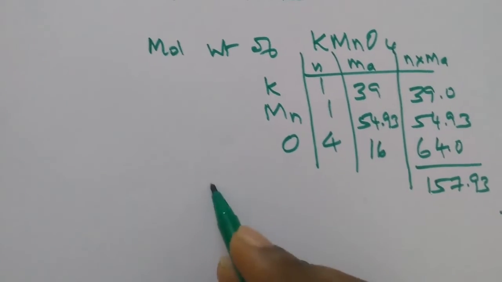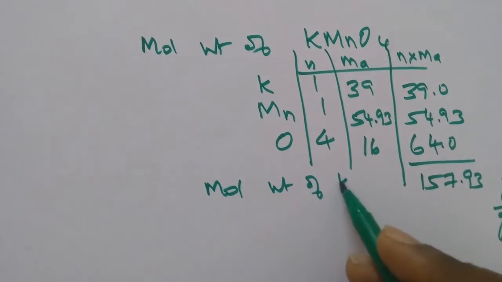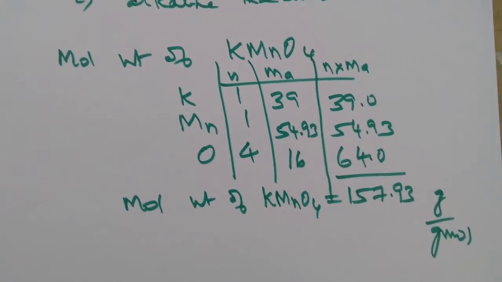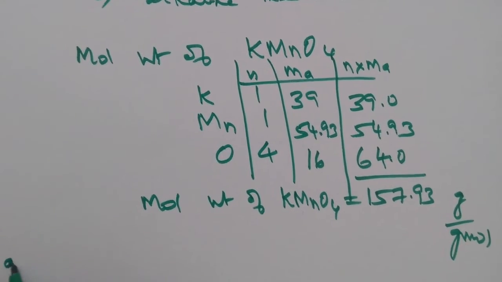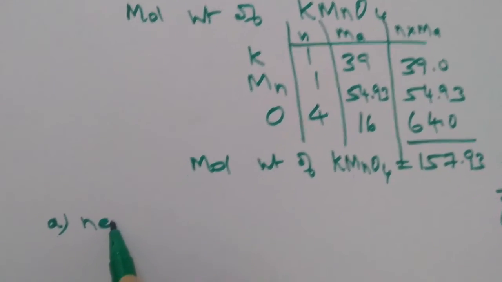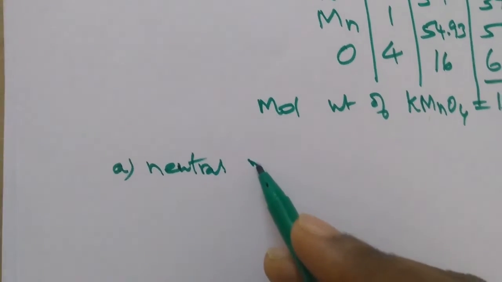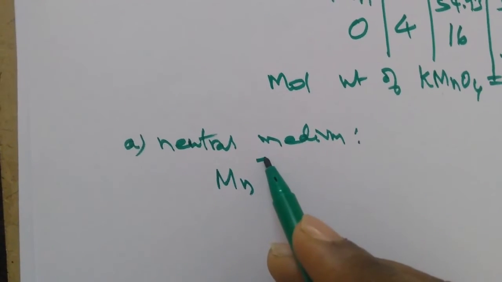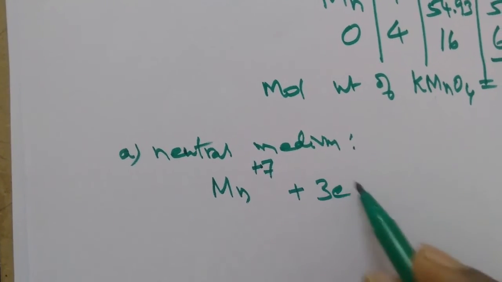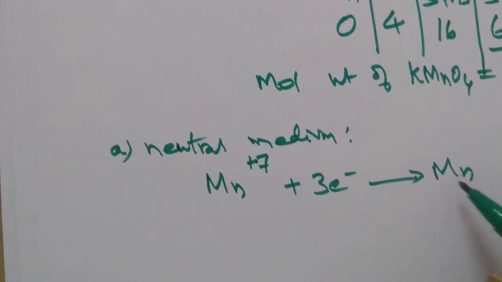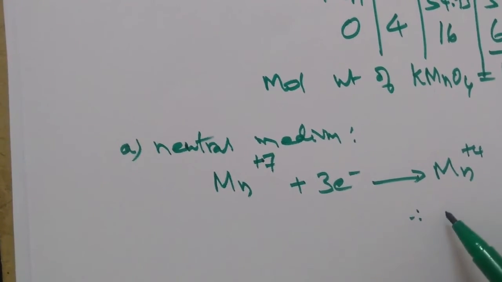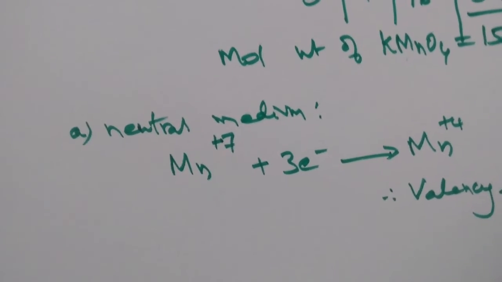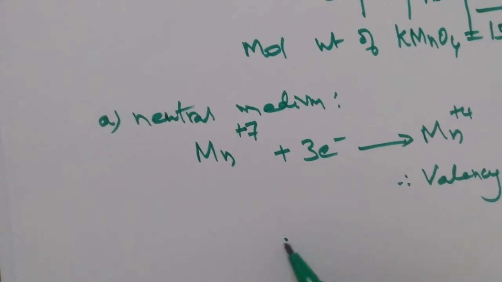So first we will go for case A, neutral medium. What is happening there? Manganese from oxidation state 7 plus will become 4 plus. That means the valency factor is 3. The valency factor is 3 for this neutral medium. So manganese from 7 plus state becomes 4 plus state, so the valency factor is 3. Therefore equivalent weight is equal to molecular weight divided by valency factor 3. So we get the answer.